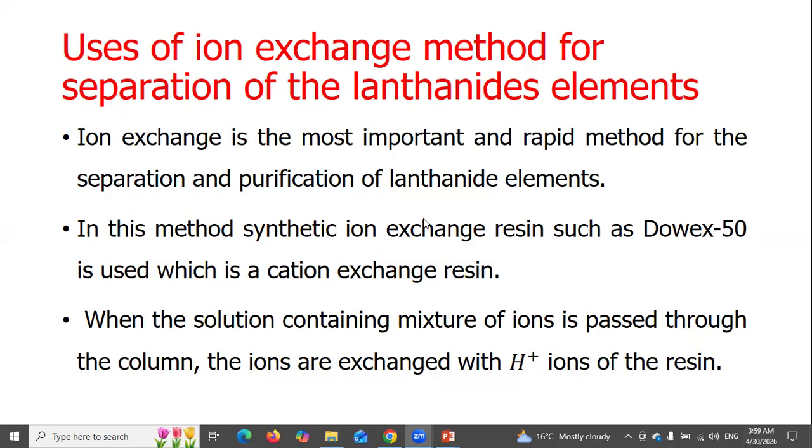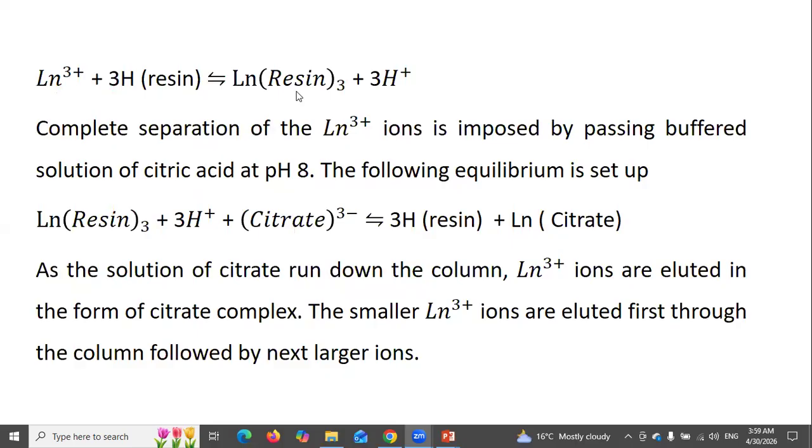When the solution containing the mixture of ions is passed through the column, the ions exchange with the hydrogen ion of the resin. Lanthanides, hydrogen ion, resin.